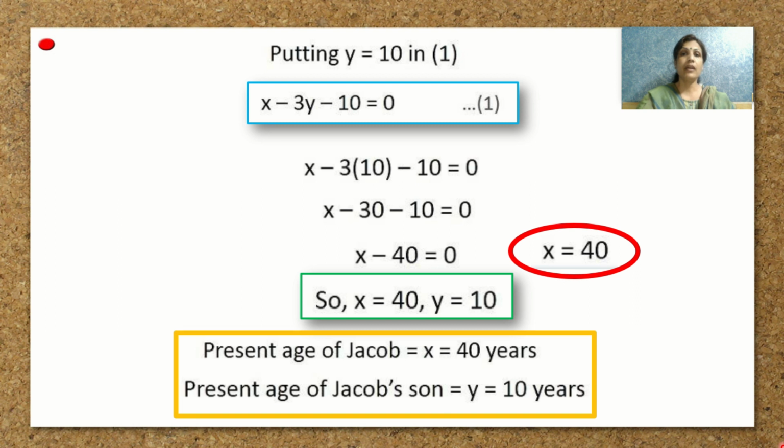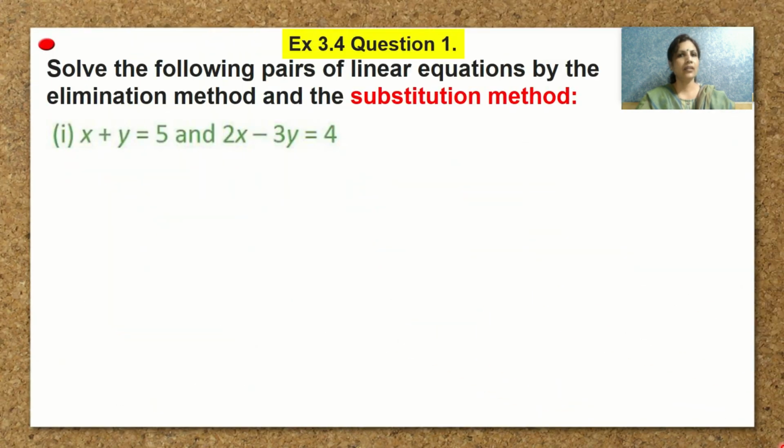Alright, so here we have completed exercise 3.3. Now let's begin with exercise 3.4 and the first question from that. Now exercise 3.4 is about learning new method for solving the linear equations in two variables. So up till now we have learned about the graphical method and the substitution method, and here is now the new method, that is elimination method.